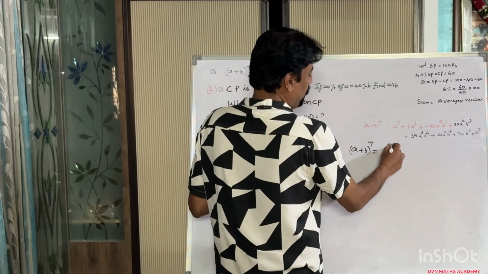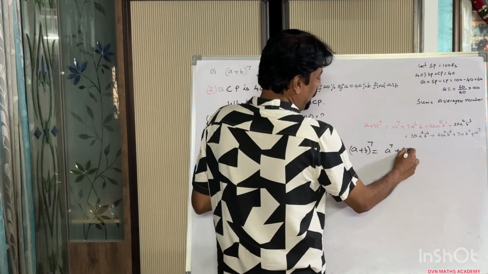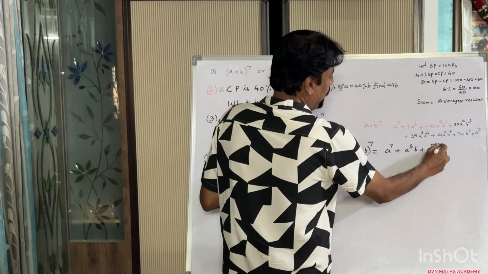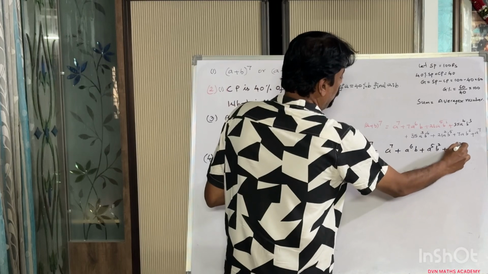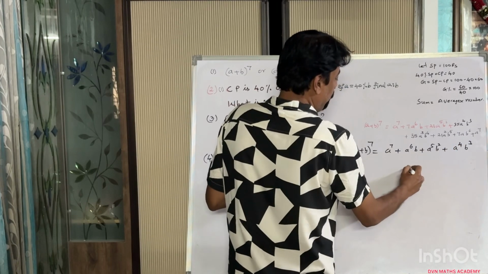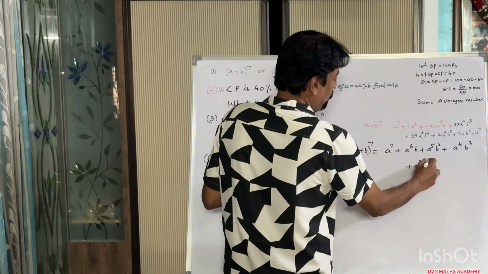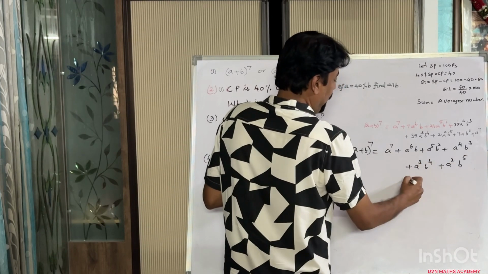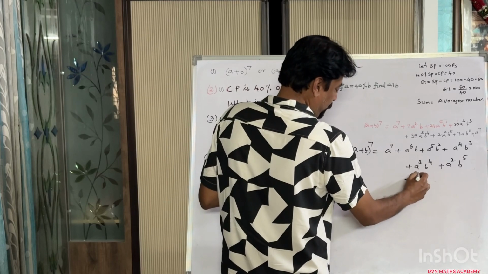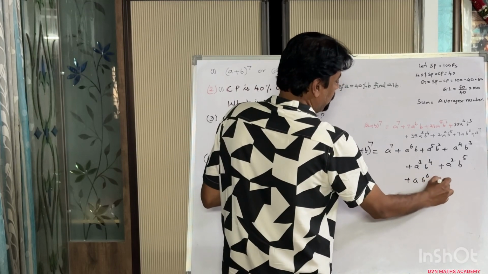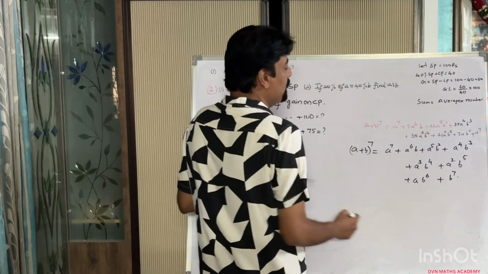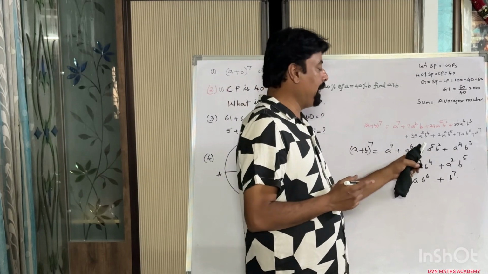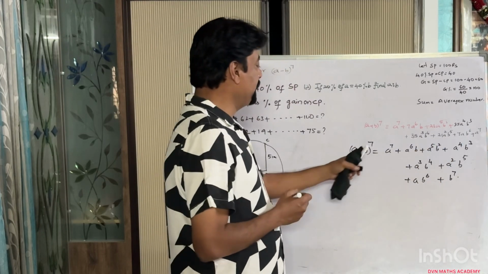First you write a to the power of 7 plus a to the power of 6 b, a to the power of 5 b square, a to the power of 4 b to the power of 3, plus a to the power of 3 b to the power of 4, plus a to the power of 2 b to the power of 5, and a b to the power of 6, and the last one is b to the power of 7. So everybody knows this. I am decreasing the power of a in each term and increasing the power of b in each term. Like this we can write.